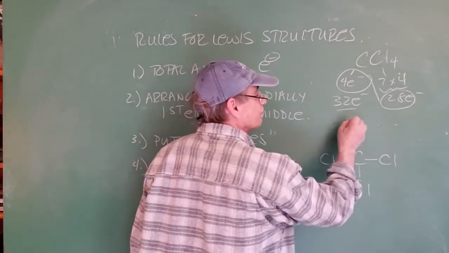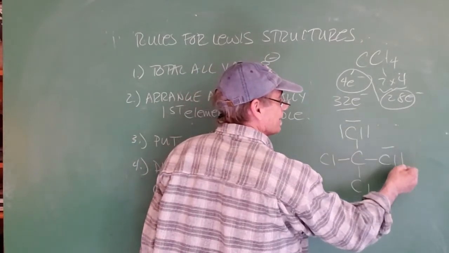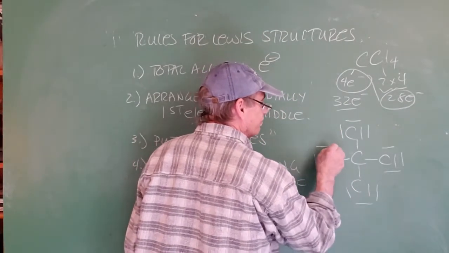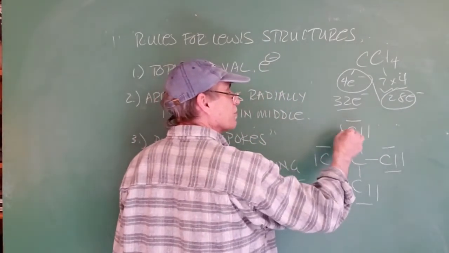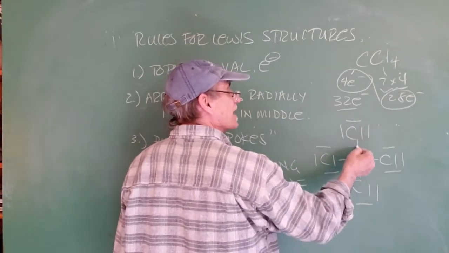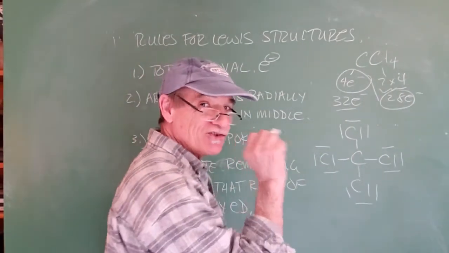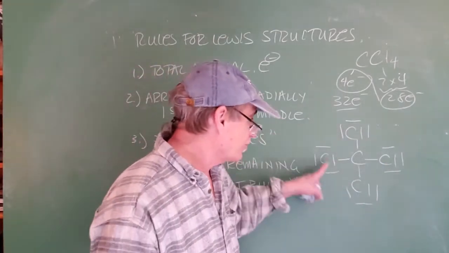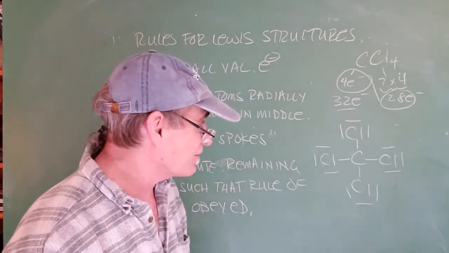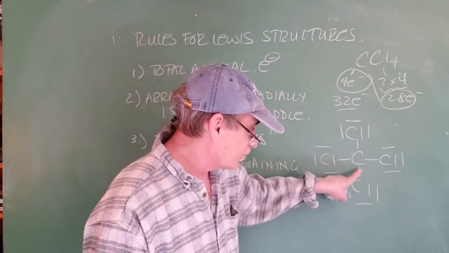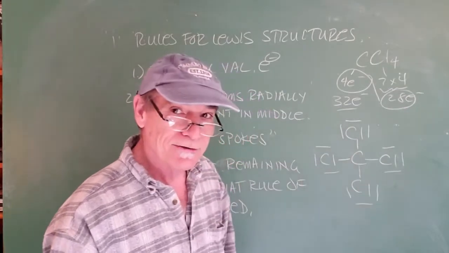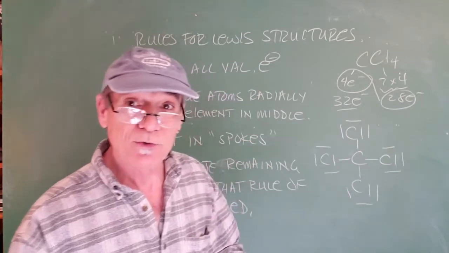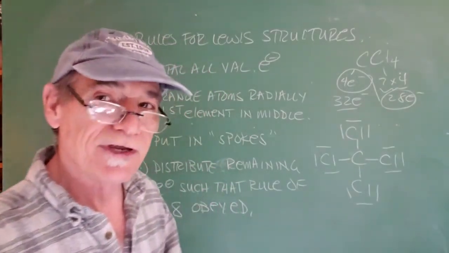Well, there's 2, 4, 6, 8, 10, 12, 14, 16, 18, 20, 22, 24. I boxed in each chlorine with three more lone pair. That filled out its need for 8 electrons, and I had just enough electrons to do the job. So, easy way to check, sure enough, there's 16 bars in there, that's 32 electrons. The carbon has four shared pair, one with each chlorine, and each chlorine has three lone pair and one shared pair. All right, so we distributed the remaining electrons such that the rule of 8 was obeyed.